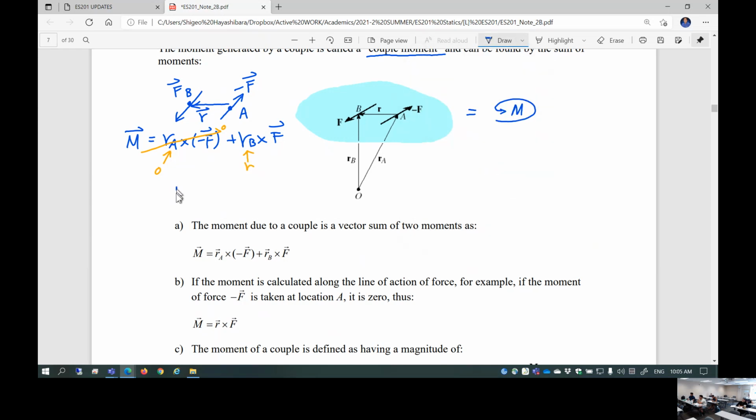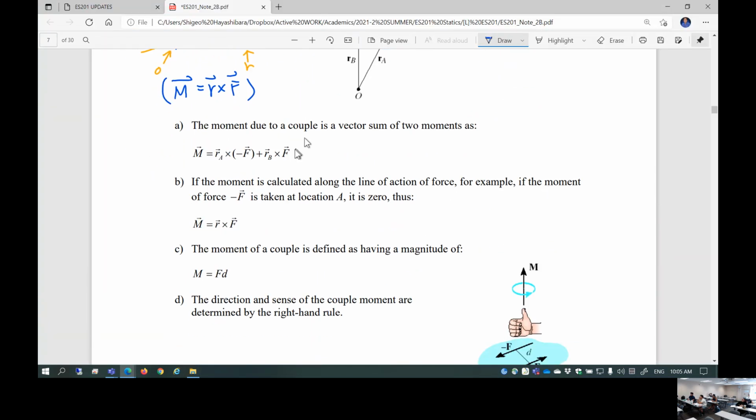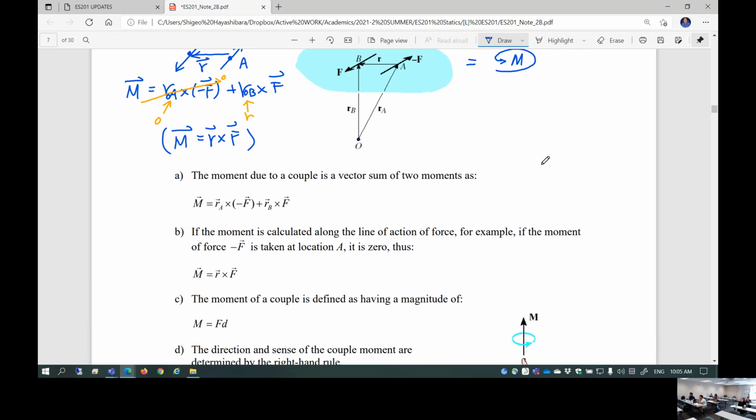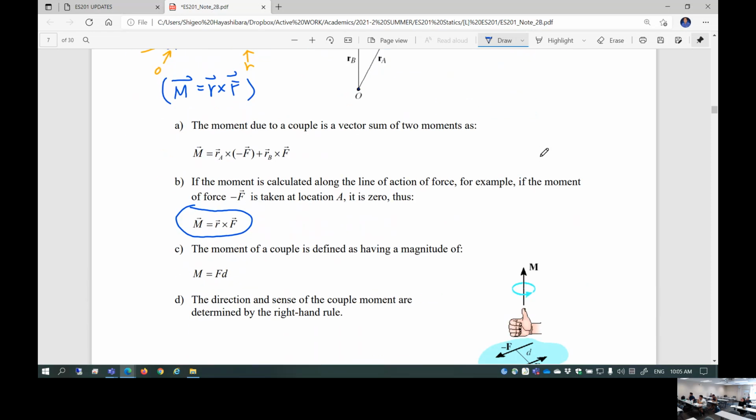So what is the result? The moment is R cross F. This is the equation you have seen before, so this is the magnitude of the moment of a couple. Why is that 0? Because A is here. Now O is A. If you move O to A, this is OA, isn't it? This is OB. Now ROA is 0 and ROB is R. That's one. So this is the magnitude of the moment of a couple.